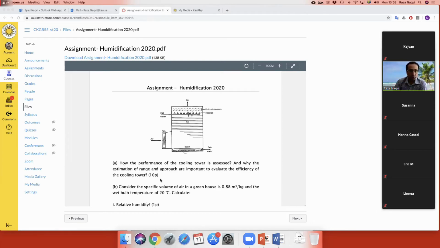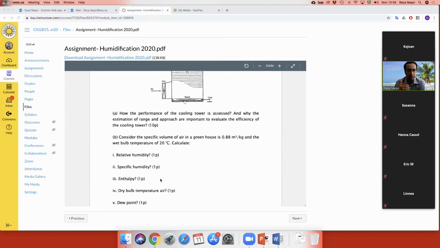The second question for the humidification was very straightforward: you have to use the psychrometric chart in order to calculate the relative humidity, specific humidity, enthalpy, dry bulb temperature, and dew point. This is what we already have discussed in humidification. So it's a very straightforward home assignment for humidification.